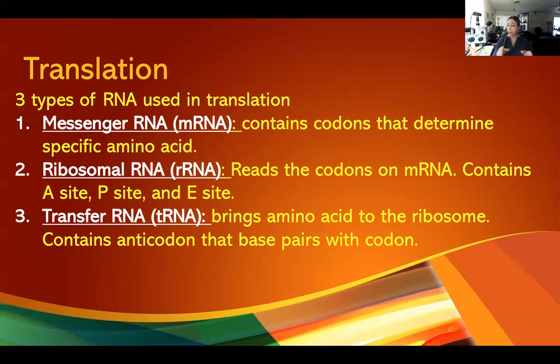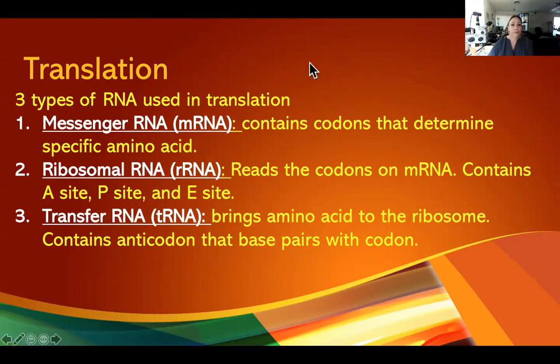Ribosomal RNA, we also abbreviate that rRNA, reads the codons on messenger RNA. And it also has 3 different sites inside of it, A site, P site, E site, and we'll get into that in a minute. Then we have transfer RNA, which we call tRNA. Now that will bring a specific amino acid to the ribosome, and it also contains an anticodon that base pairs with the codon on messenger RNA.